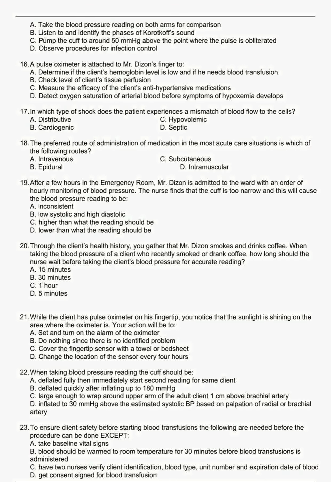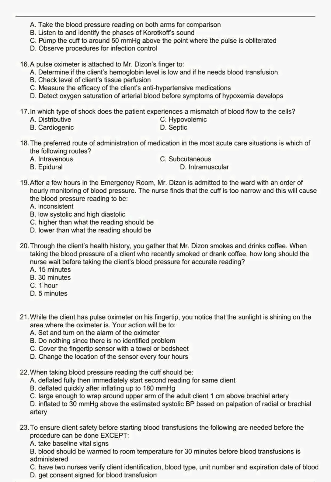21. While the client has a pulse oximeter on his fingertip, you notice that the sunlight is shining on the area where the oximeter is. Your action will be to: A. Set and turn on the alarm of the oximeter. B. Do nothing since there is no identified problem. C. Cover the fingertip sensor with a towel or bedsheet. D. Change the location of the sensor every 4 hours.